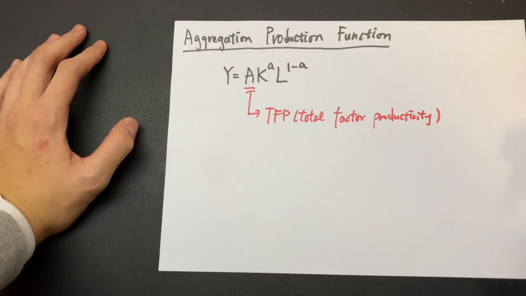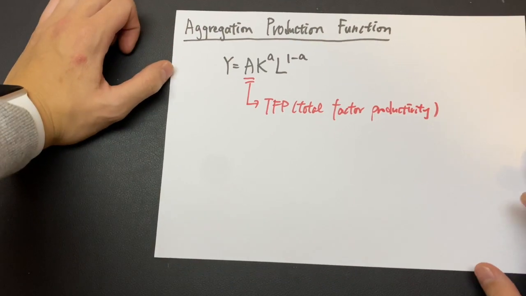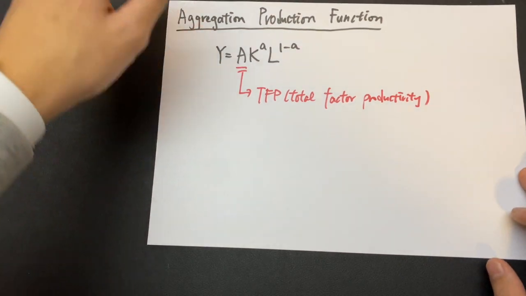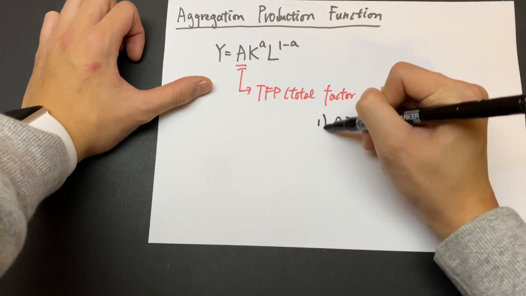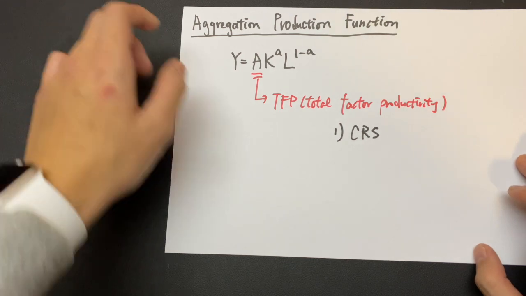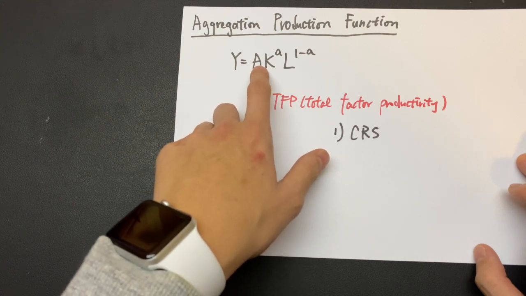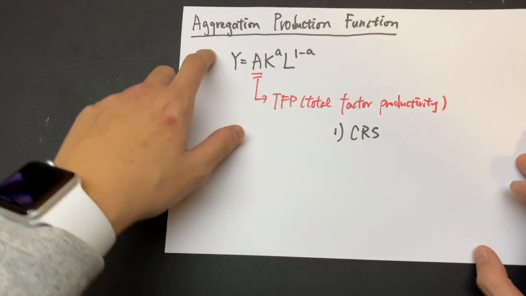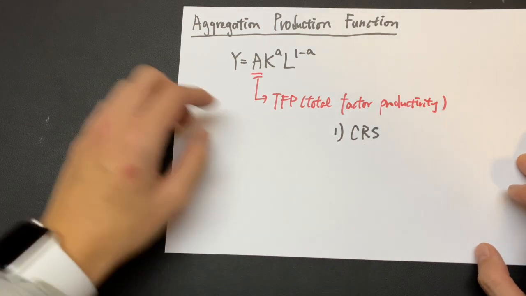Before moving on, I shall talk about some features of this production function. First of all, since this is α and 1 minus α, this aggregate production function exhibits constant returns to scale. Constant returns to scale means that if we increase the input of capital by two times, and increase the input of labor by 2 times, then the output will also increase by 2 times. This is constant returns to scale.